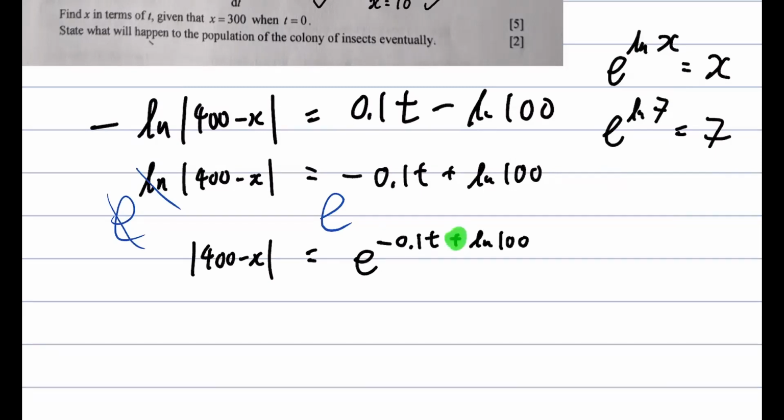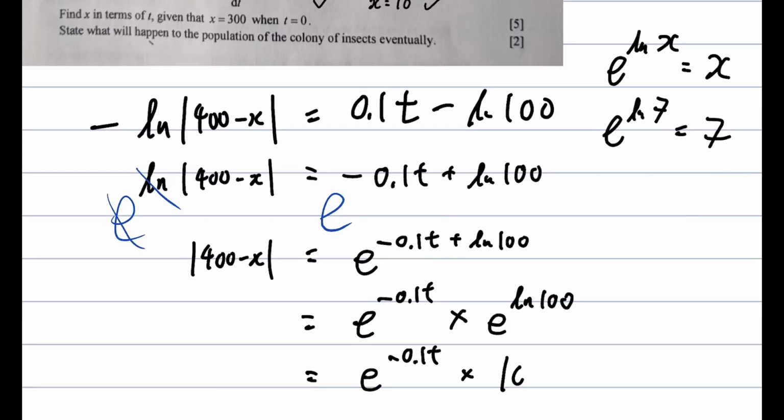What's so special about this plus sign? Got a plus sign here. Can you split it up? Okay, it becomes times e to the ln 100. What's e to the ln 100? Oh, it's just 100. Correct. It's just 100 and you can solve.